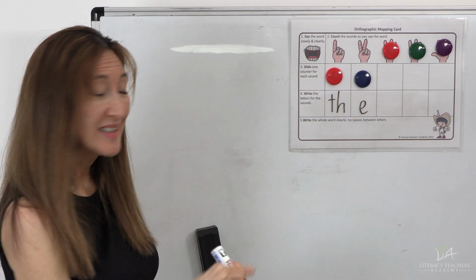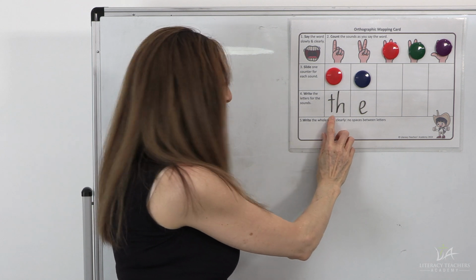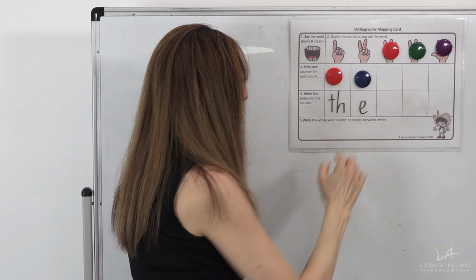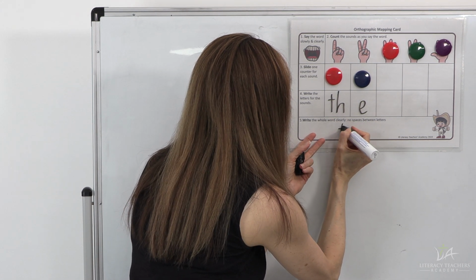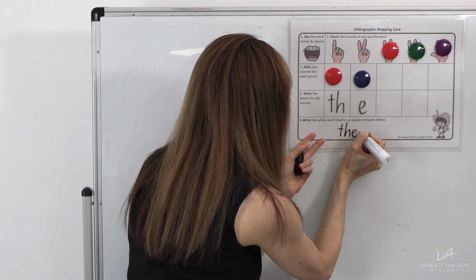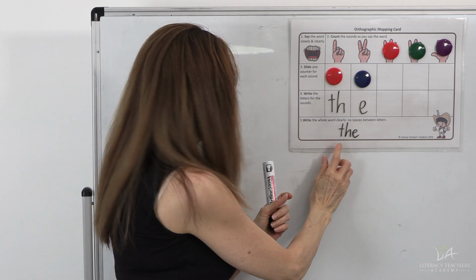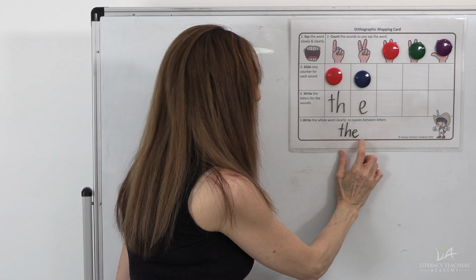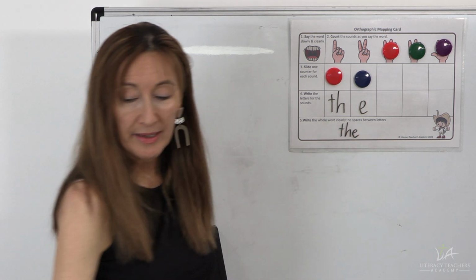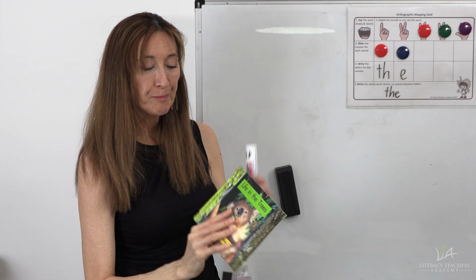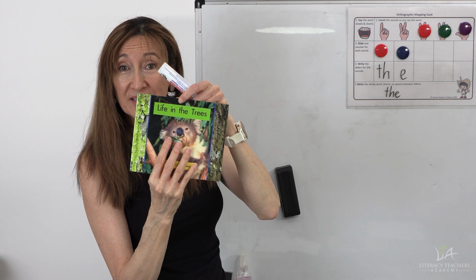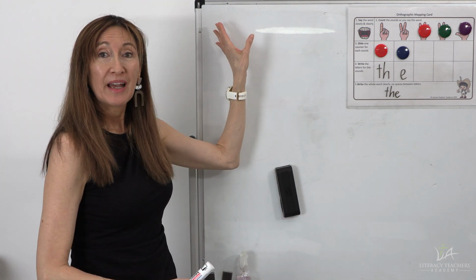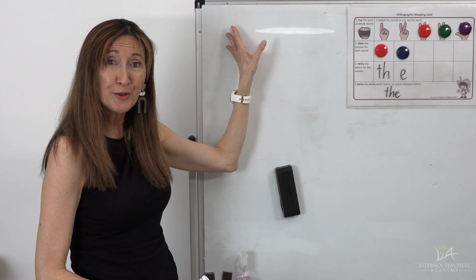Now I'm going to check it. Put my finger under the T. I think it looks right. I'm going to write it at the bottom. Let me check it again now. Blend it together. The. Now, if you've got a book and you've taken it out of the book, you can check it. Looks exactly the same.